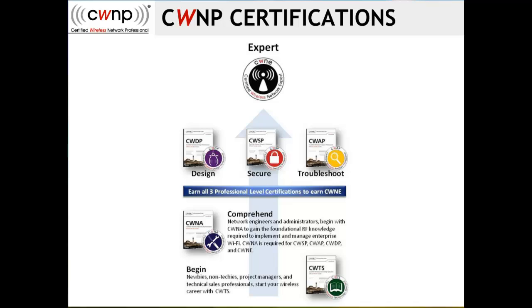So you do your CWNA, which is your well-rounded understanding of wireless technologies at a moderate level of knowledge. You could definitely build a wireless network and implement it with CWNA. But then you can specialize to go to the professional level in 3 different categories: design, security, and troubleshooting. And so CWDP is about design, SP is about security, and AP is about troubleshooting.